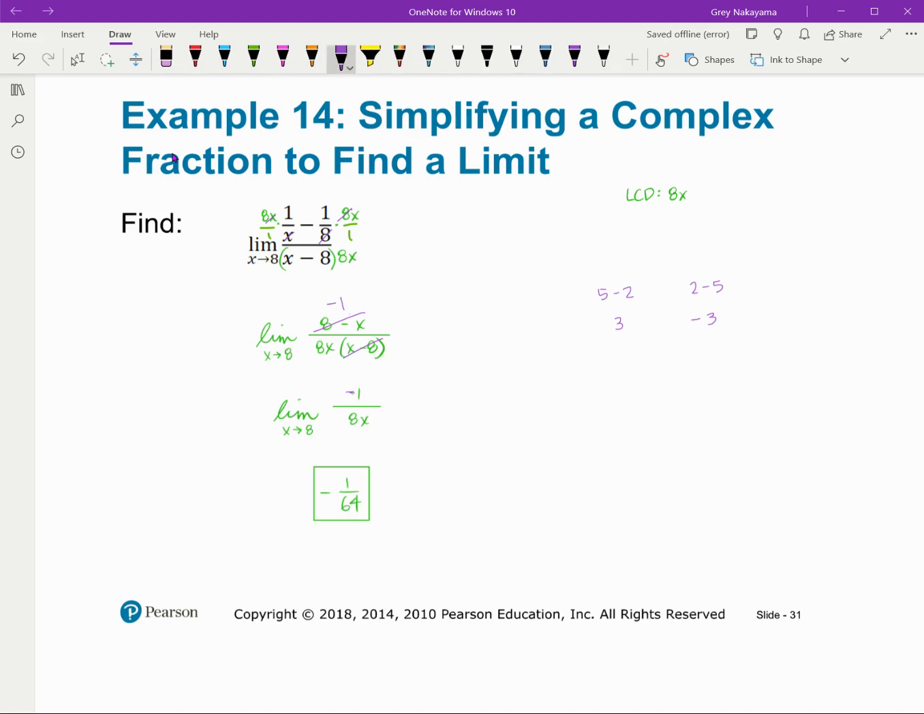So the grand theme is plug in whatever x is into the expression. And if you end up getting 0 in the denominator, you've got to try to factor or simplify that complex fraction or rationalize your numerator.